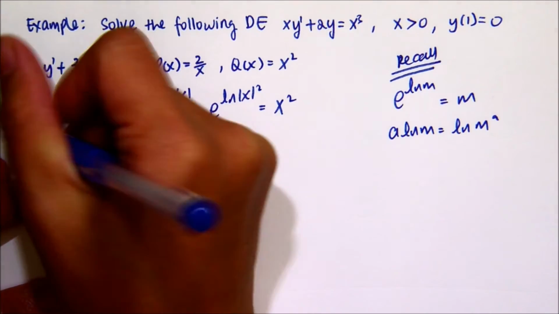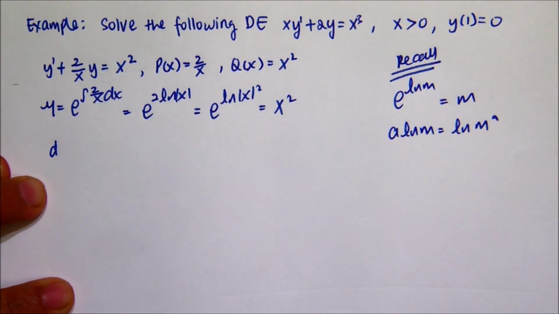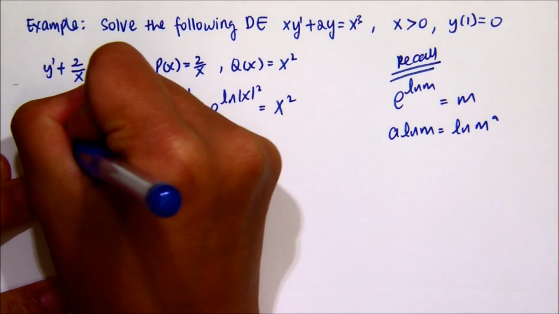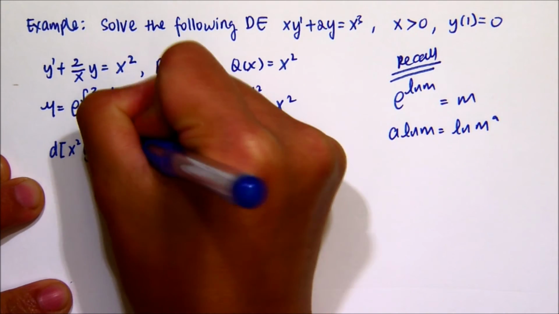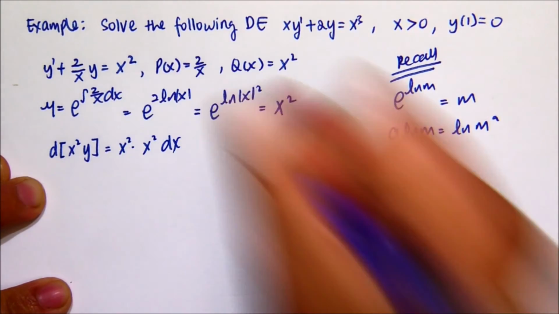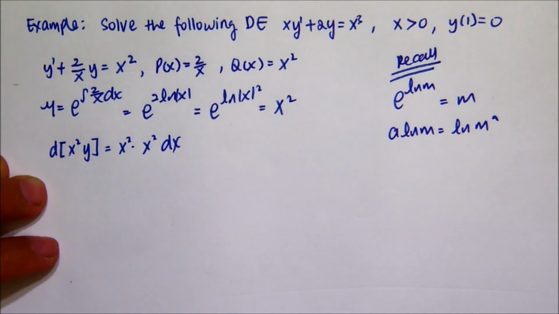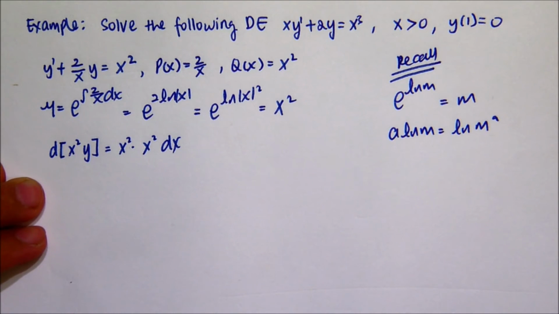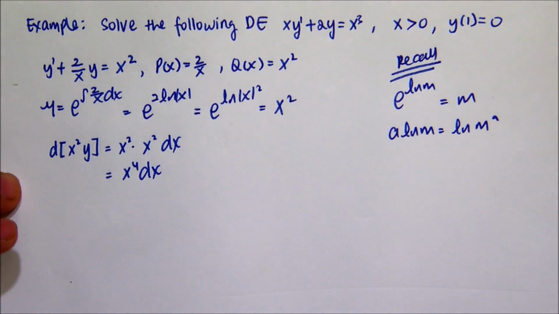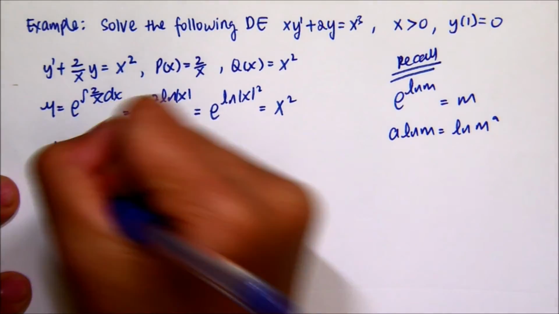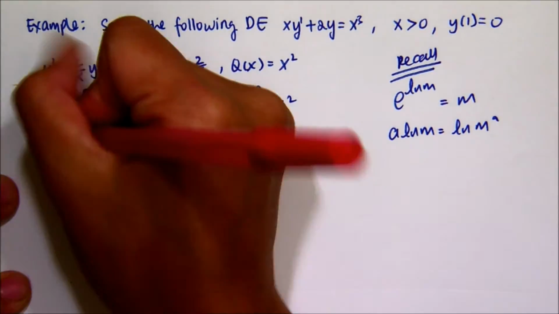Okay, so once you've obtained your integrating factor, you can apply this equation right here. And then the next thing that you need to do is to integrate both sides. But before you integrate both sides, you must make sure you simplify it as much as possible. And all you need to do is to integrate both sides.